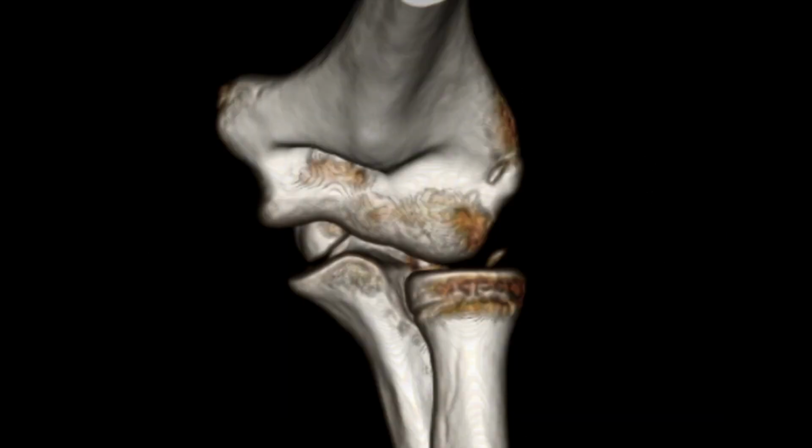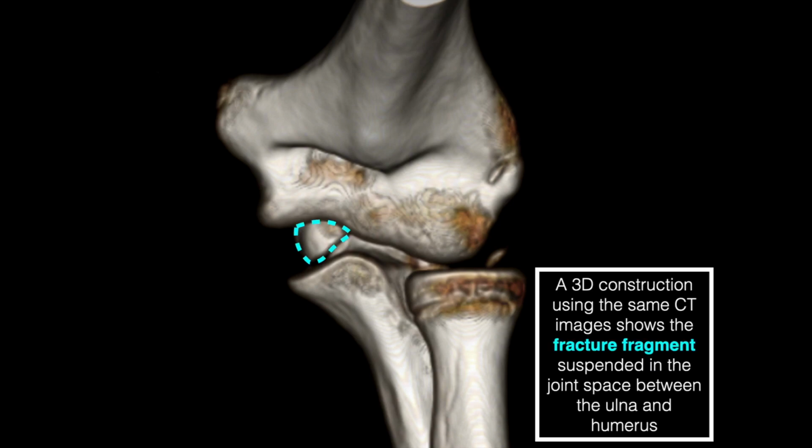This is a 3D reconstruction made from the same CT images. On this 3D image, we're able to see the fracture fragment outlined in blue suspended in the joint space between the ulna and the humerus.